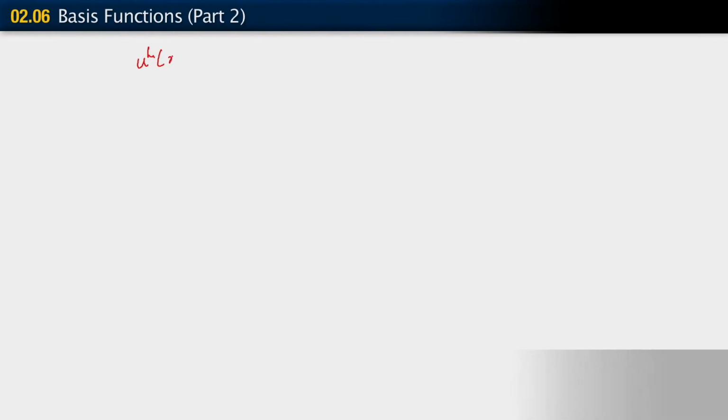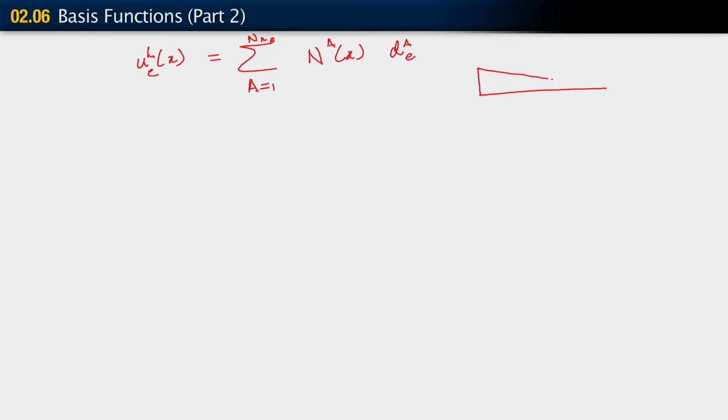So again, on this slide, u^h over element e of x is the sum over a going from 1 to the number of nodes in the element, N_a of position, d_a^e. Now, because of the way we do this, you are observing that the degrees of freedom and the basis functions, which I am drawing, are fundamentally associated with nodes, right?